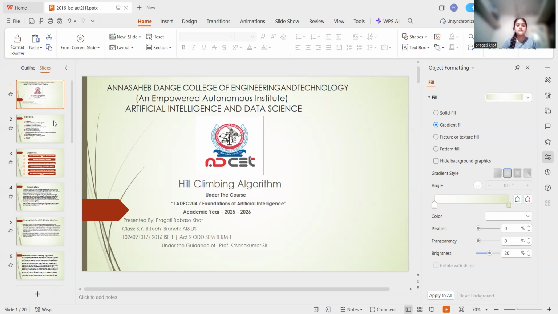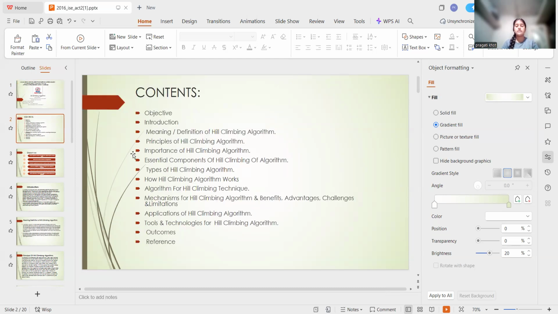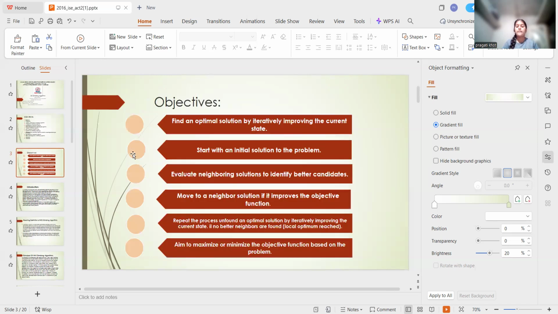This slide is the contents of this PPT presentation: hill climbing algorithm objective, introduction, meaning and definition, hill climbing algorithm principles, importance, essential components, types, how the hill climbing algorithm works, algorithm mechanism, benefits, advantages, challenges, limitations, applications, tools and technology, and outcome and reference. This is the contents of the hill climbing algorithm.